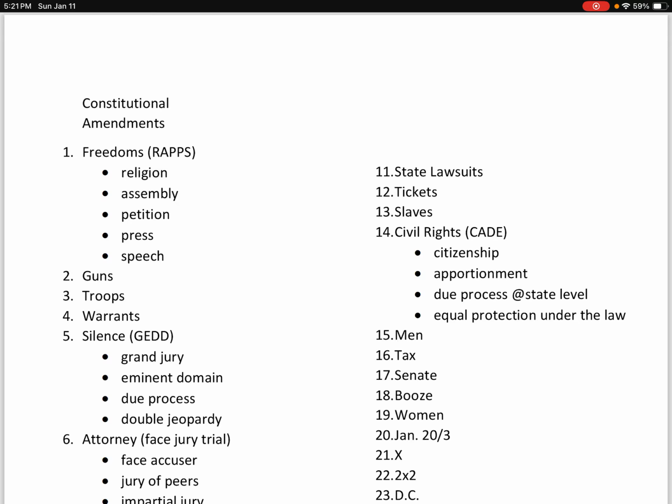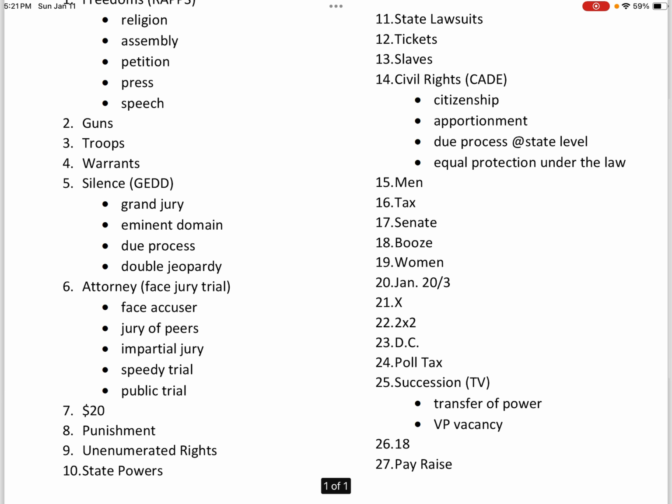There's a certain series of steps that you must abide by. And then the last D in GED is double jeopardy, which means you cannot be charged with the same crime twice. Moving on to Amendment 6, this is attorney. You have the right to an attorney. If you cannot afford one, one will be provided.